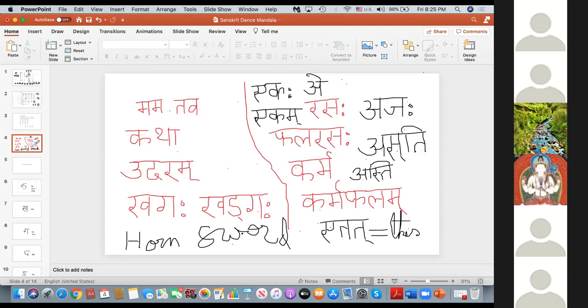So a Sanskrit sentence will be: etat asti phalam. Etat asti phalam. Okay, this is a fruit. Etat asti phalam is a complete Sanskrit sentence.